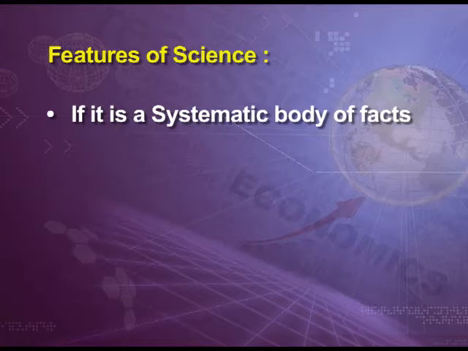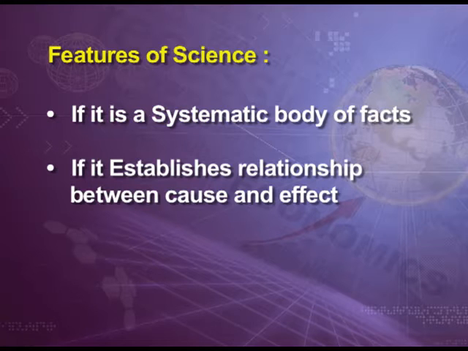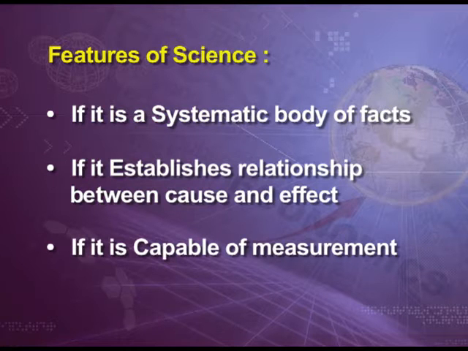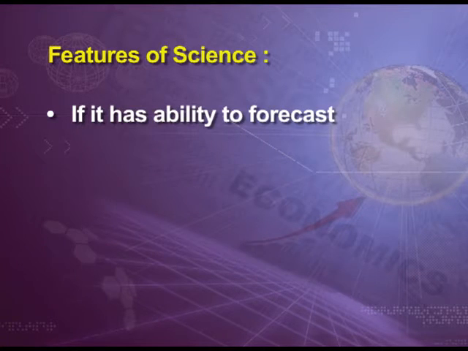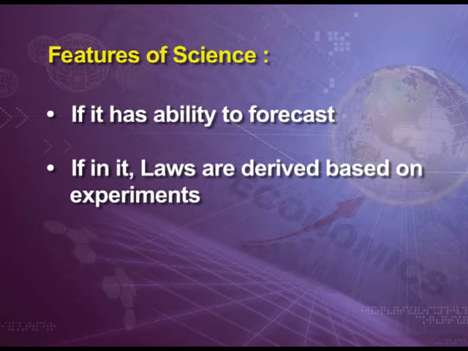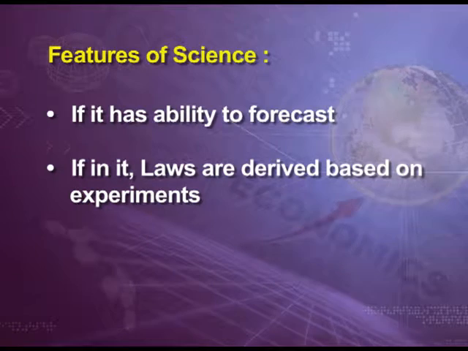Science is a systematic body of facts. Science establishes a relationship between cause and effect. Science is capable of measurement. Science has ability to forecast. In science, laws are derived based on experiments.